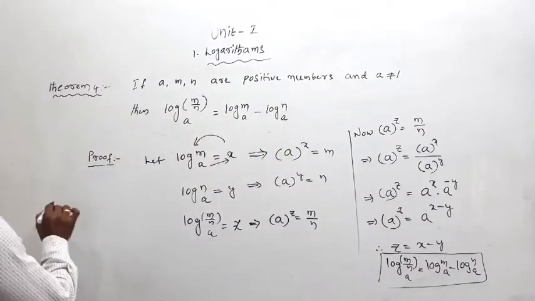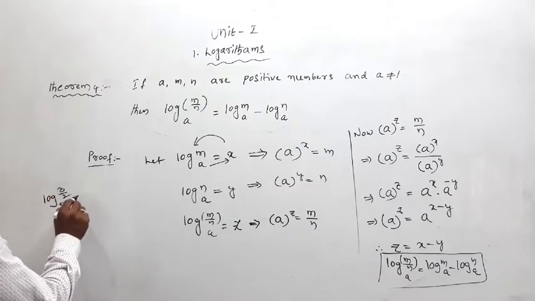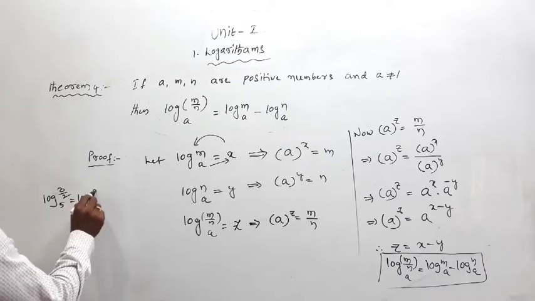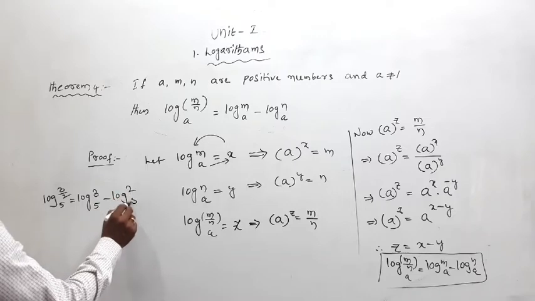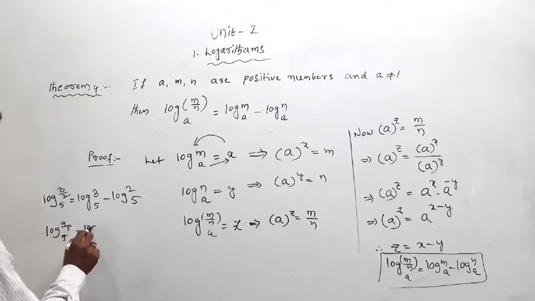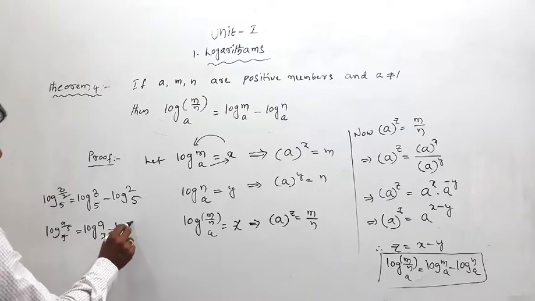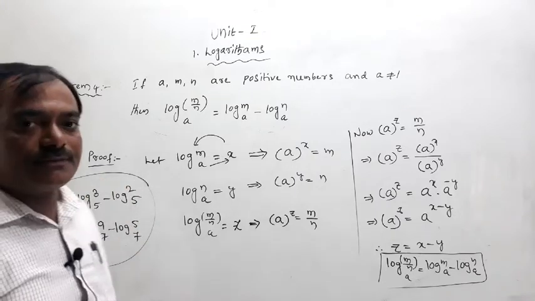So here we see one example, log 3 by 2 to the base 5. What is this value? This is equal to log 3 to the base 5 minus log 2 to the base 5. And log 9 by 5 to the base 7 is equal to log 9 to the base 7 minus log 5 to the base 7. Now these are the examples of this property.